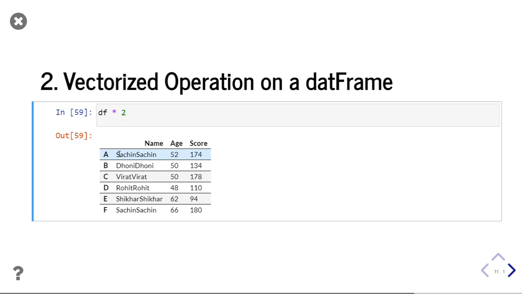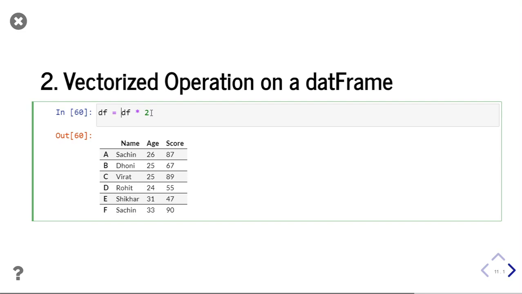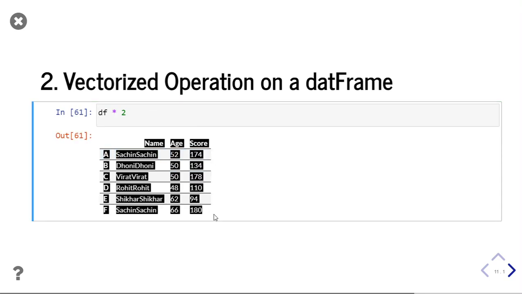You can see because Sachin was the string, so it has multiplied by 2, so it has become twice. Same way all the things multiplied by 2. But if you see the data frame DF, it has not changed. So if you want to change the data frame DF permanently, then you have to give DF equal to DF cross 2. So this will change the data frame. Now currently I am not changing the data frame because I will perform some more operations on DF. So this will be the result.